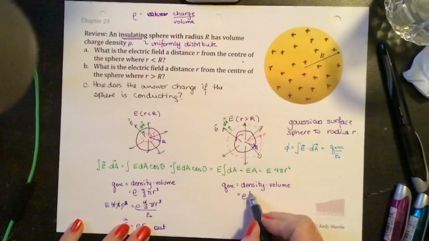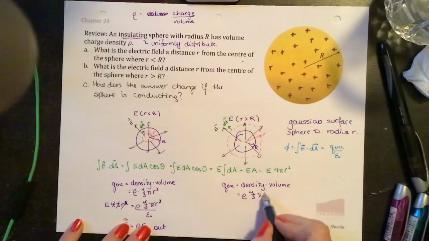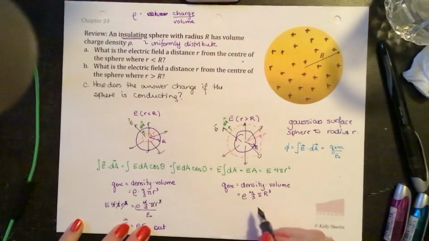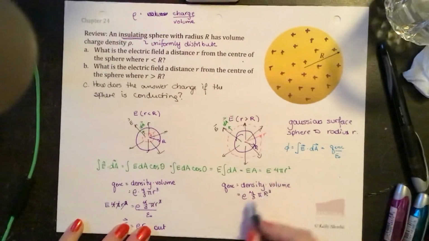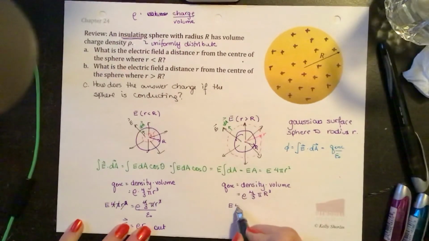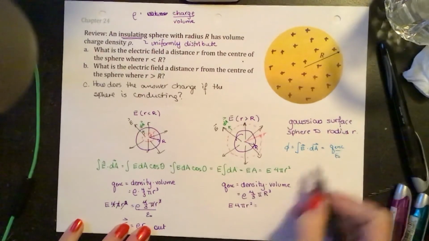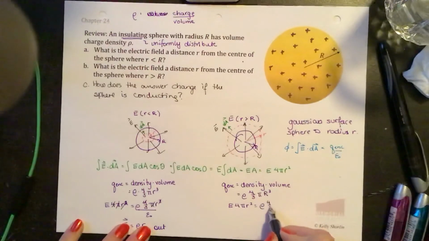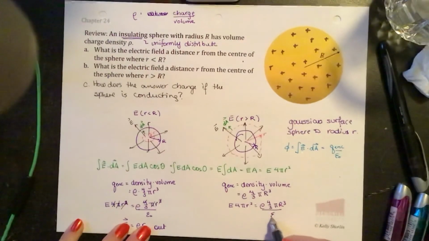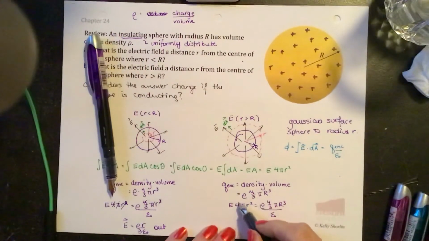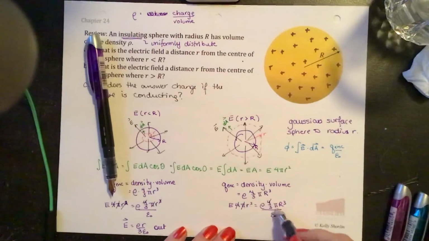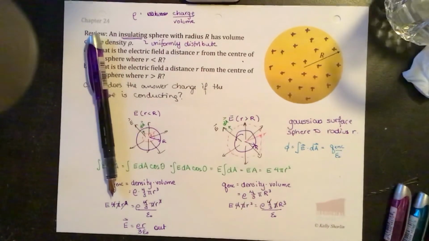So we've got rho times 4/3 times pi times capital R cubed. Then our flux, the integral of E dot dA, which is E times 4 pi r squared, is equal to our charge enclosed divided by epsilon naught. Okay, some stuff cancels on this side of the equation too. 4's cancel, pi's cancel, and we're stuck with everything else.